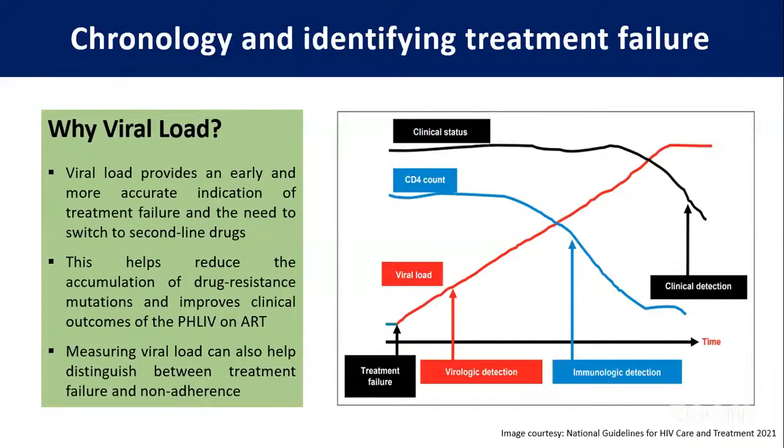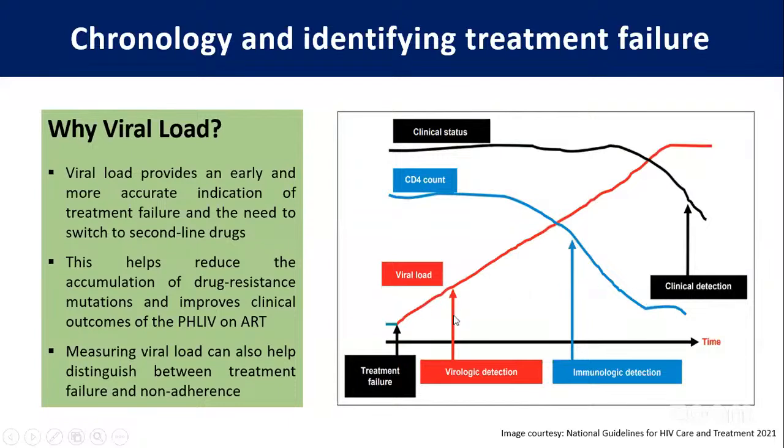And the chronology of treatment failure. Why is viral load done? As I was saying initially, when someone fails, you can see the viral load starts going up. This red line is showing it going up. CD4 is still high, but over a period of time, when the viral load is growing, it remains stationary and then starts gradually falling off.